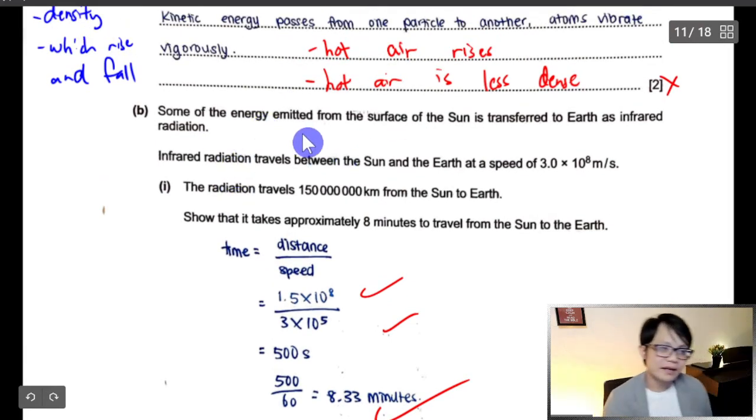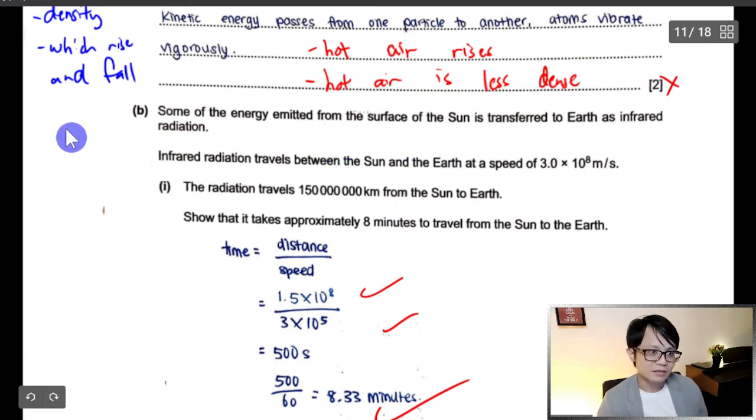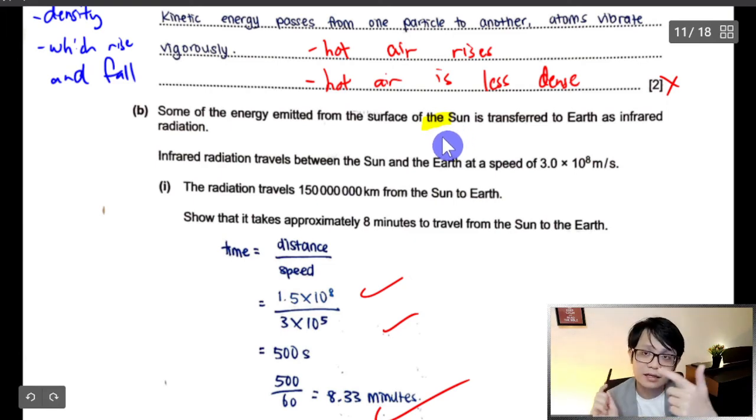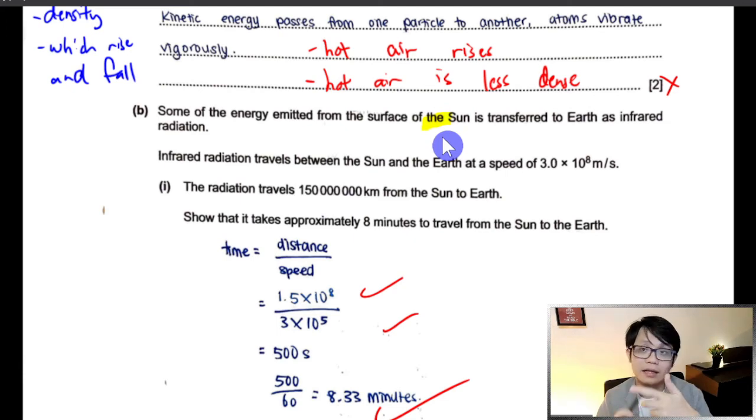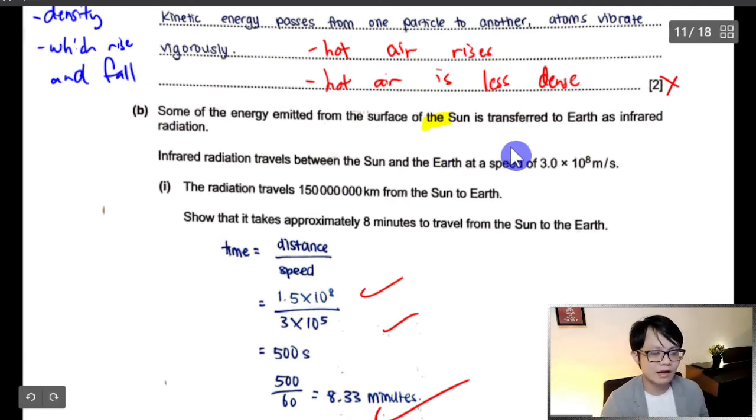Okay, some energy is emitted by the sun. We are referring to a few types of rays emitted from the sun. One is ultraviolet, infrared, visible light, and one more. I remember there are at least four. So there's infrared. Okay, we're talking about infrared.